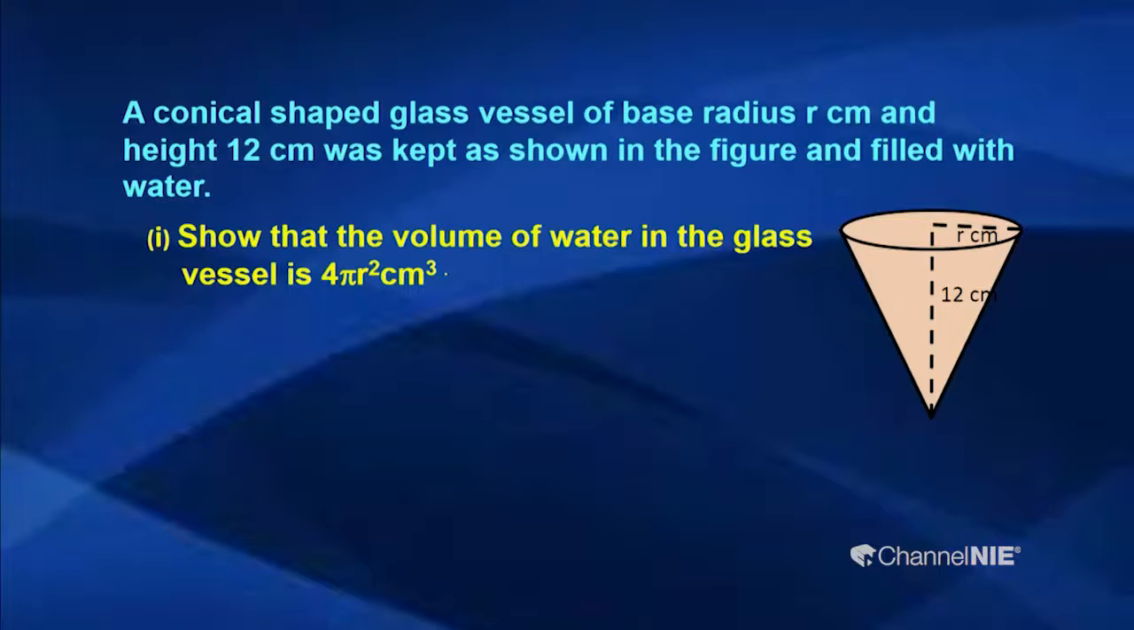They said the conical shaped glass vessel of base radius r centimeter and height 12 centimeter was kept as shown in the figure and filled with water. Then show that the volume of water in the glass vessel is 4 pi r squared cubic centimeter. That is the first question they ask from us, right.